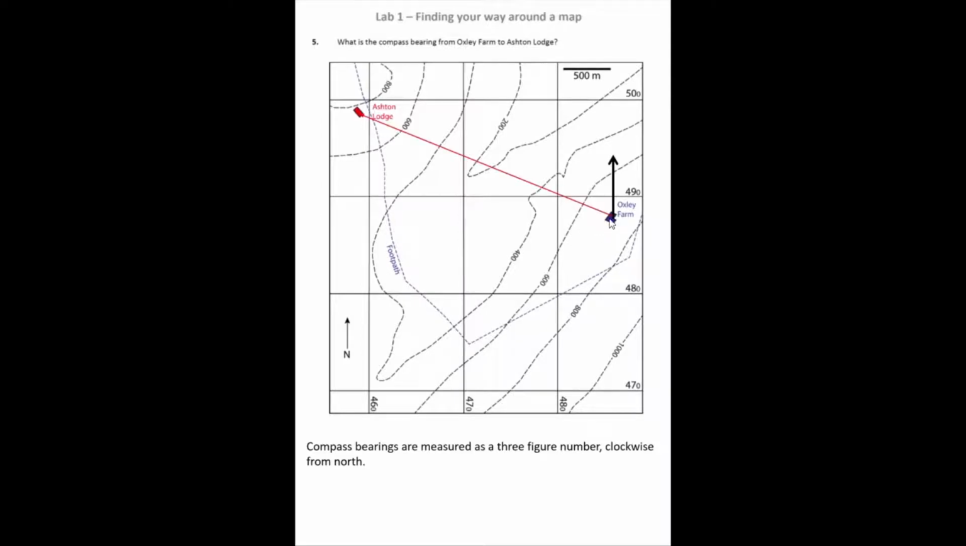Draw a line to the point of interest, so we're at Oxley Farm and we want to know the bearing to Ashton Lodge. And then we count the degrees bearing clockwise from north. And that gives us a bearing of 293. So the angle between Oxley Farm and Ashton Lodge in a clockwise direction is 293 degrees from north.